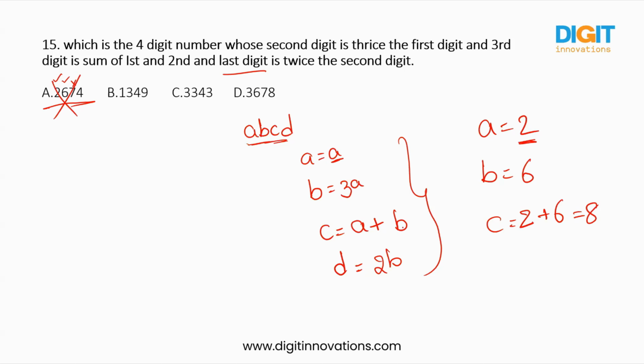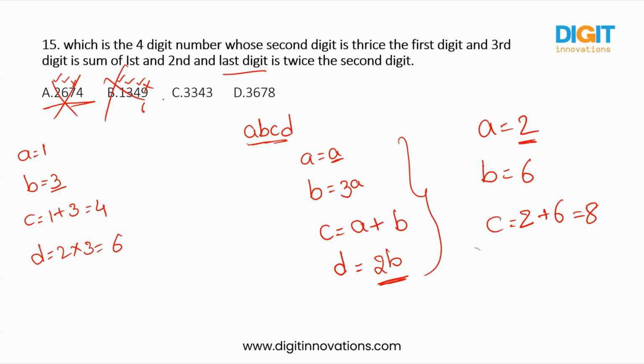When it comes to C, A plus B, that means 1 plus 3, which is 4. Yes, C is also accepted. When it comes to D, it should be twice of B. Twice of B means 2 into 3, which is 6. Here it should be 6, not 9. Then the full condition can't be satisfied.